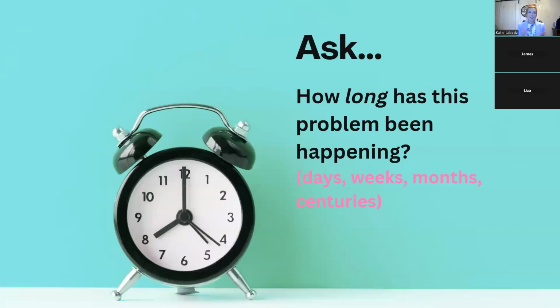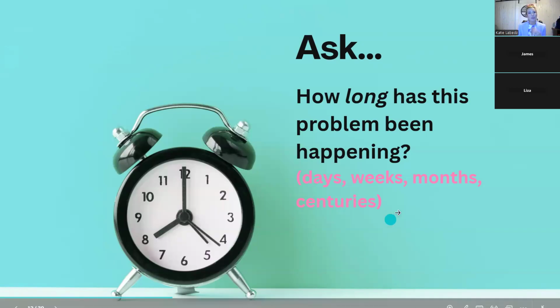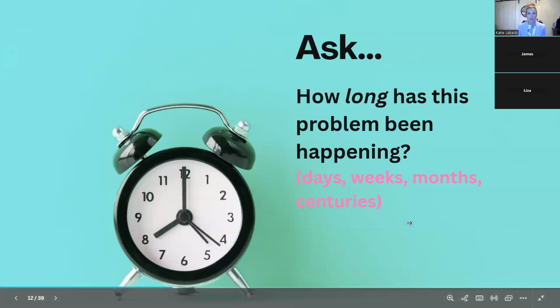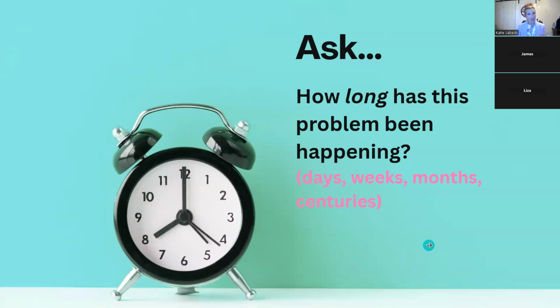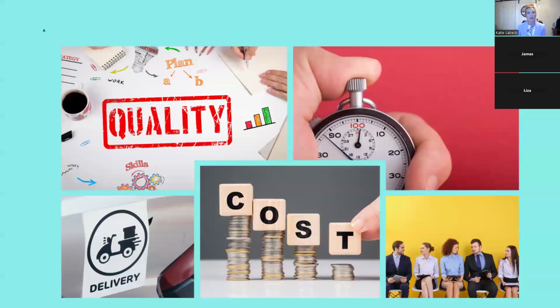We said, how long has the problem been happening? Which is our next question. The days, weeks, months, centuries. Well, for them, it just happened when they transitioned from paper to using the tablets. The problem they were trying to solve was that they're having problems with receiving, right? It had been happening for as long as they had their tablets, so about a week, right? It was happening in the warehouse location and the receiving docks.